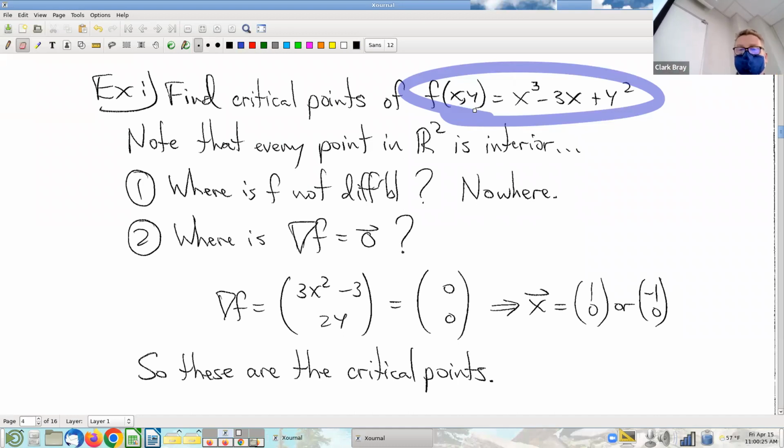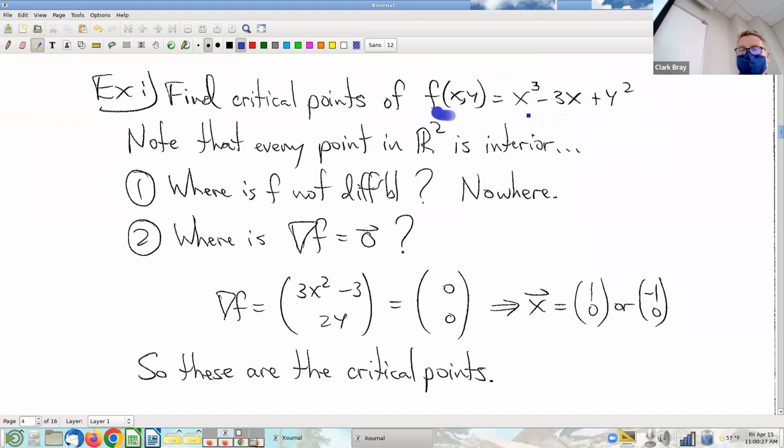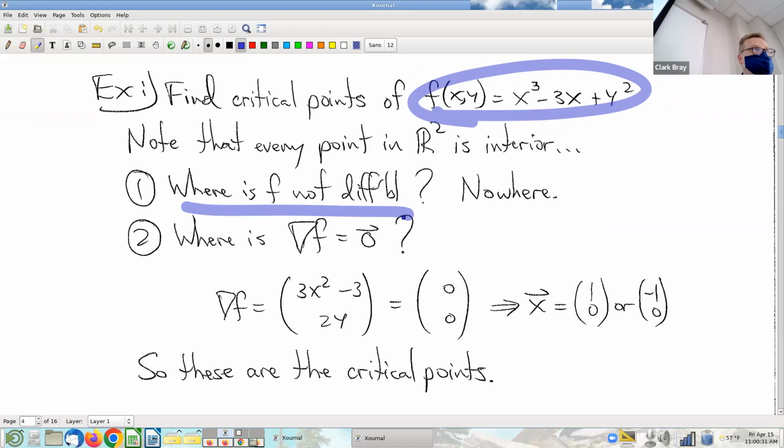So where does this function fail to be differentiable? It doesn't. It's a polynomial. Polynomials are differentiable everywhere. I don't know if you want to call this good news or bad news, but there's no critical points. It's good news about the function. It's bad news about our search for maxima. So take your pick. But no critical points from differentiability.